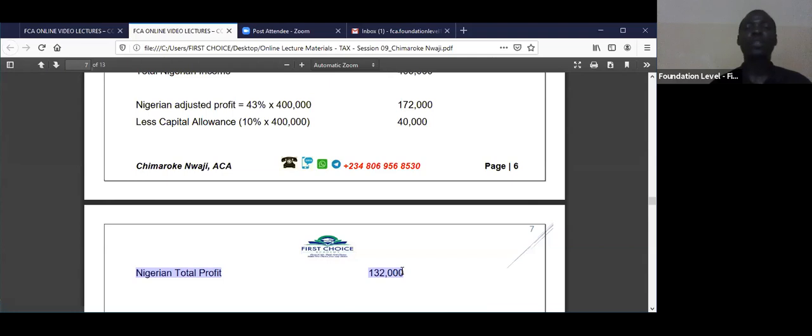How do you apply them locally? Go again to where you derived your worldwide income. Look for Nigerian income and bring it out. Get the total of Nigerian income. Then apply the ratios. That would mean that Nigerian adjusted profit will be 43% of your Nigerian income. That would be your adjusted profit for Nigeria. Then you come again. If your worldwide depreciation ratio is 10%, apply it locally. 10% of 400,000 is going to give you your capital allowance for Nigeria. Less the capital allowance from adjusted profit, what you have is your Nigerian total profit. Simple as ABC.